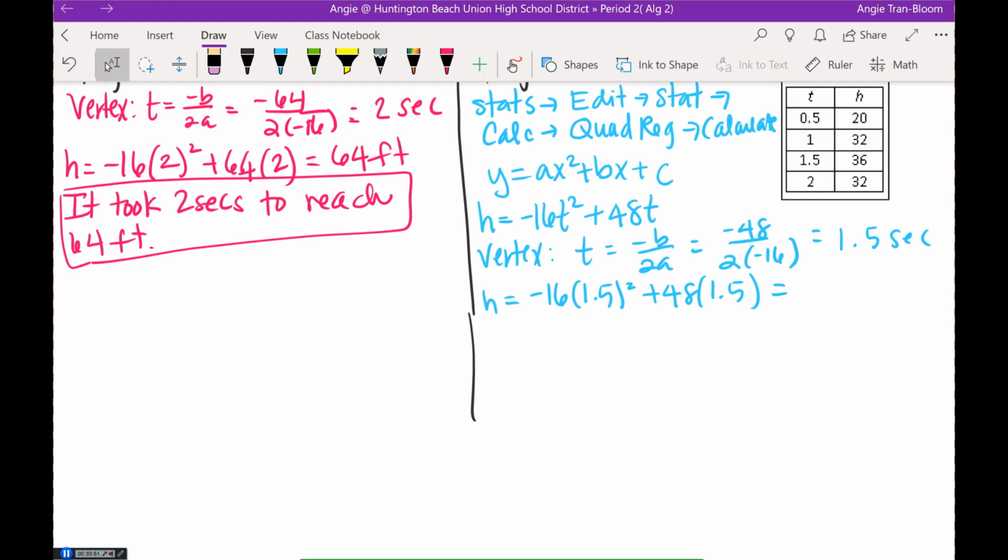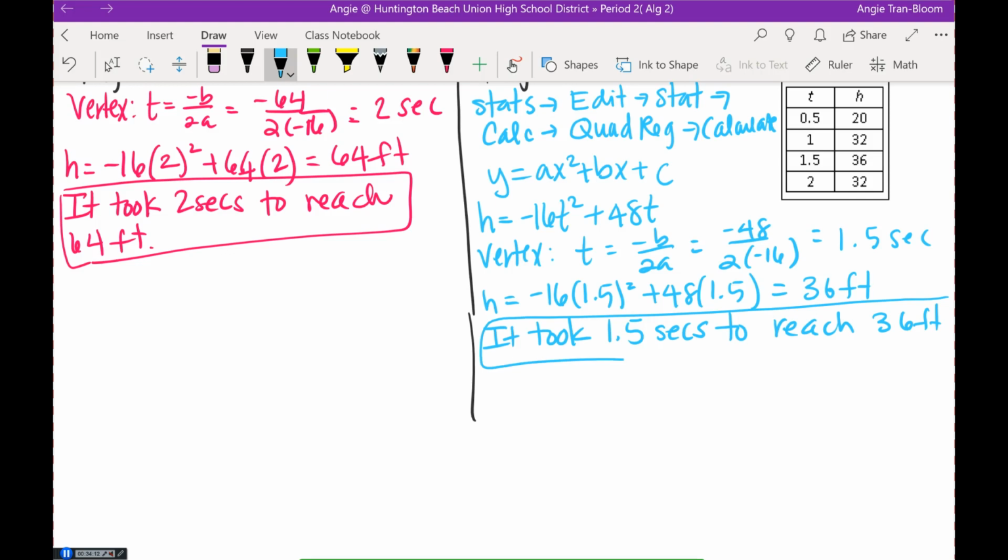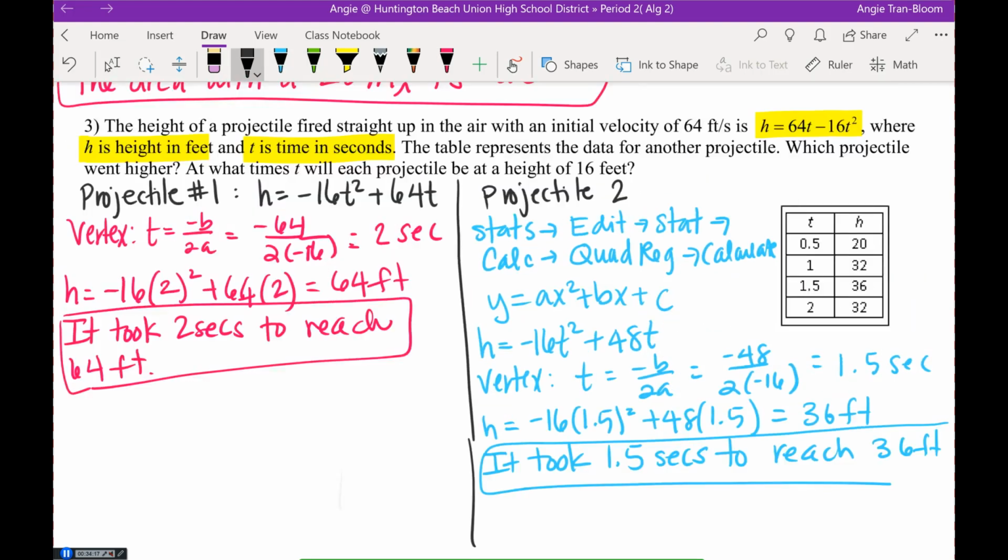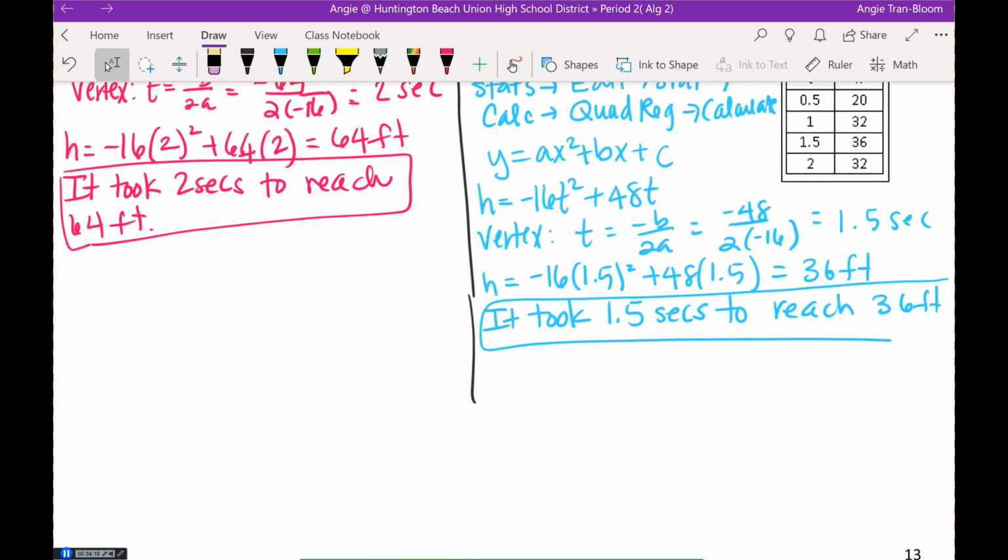$36? Thank you. So that's 36 feet. Okay, so which one is higher? The first object, the second object? The first one. So this one took 1.5 seconds to reach its peak, to reach 36 feet. Okay, but that's the highest that it's going to reach. So the first object is higher or shorter? Higher. Okay. The first projectile went higher.